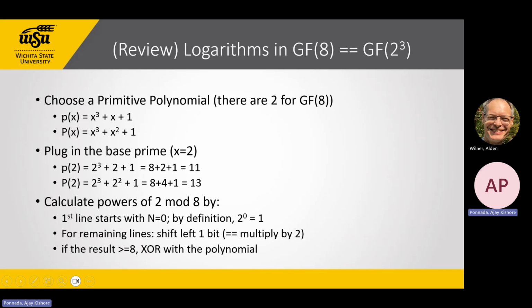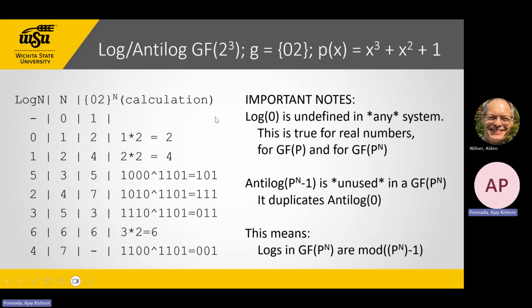So how does that work? Here, log 0 is undefined in any system. Log 0 is undefined for anything. This is true for real numbers, for GF(p), and for GF(p power n). Antilog is also unused in GF(p power n). It duplicates antilog of 0. This means logs in a Galois field are mod p power n minus 1. So it's simple, like if we have 8, we'll just use 7, for example.